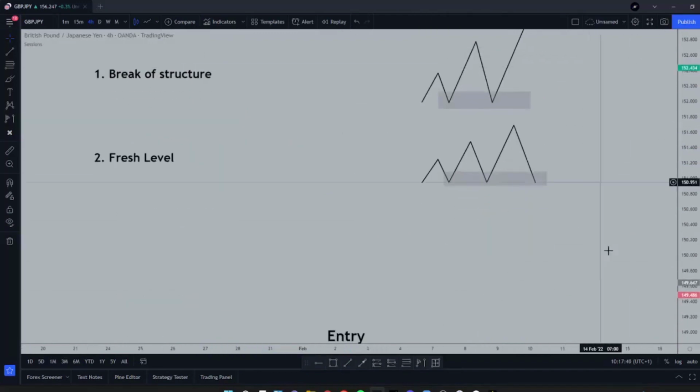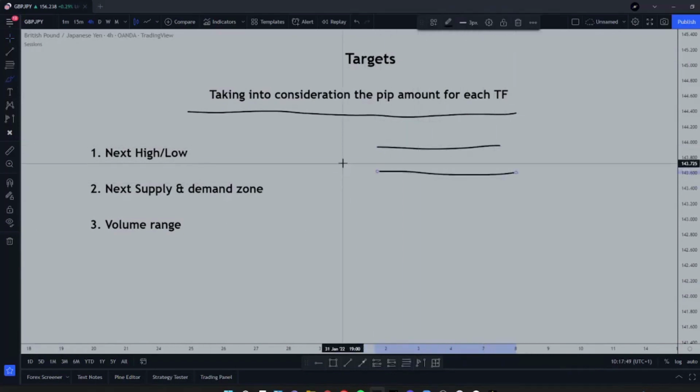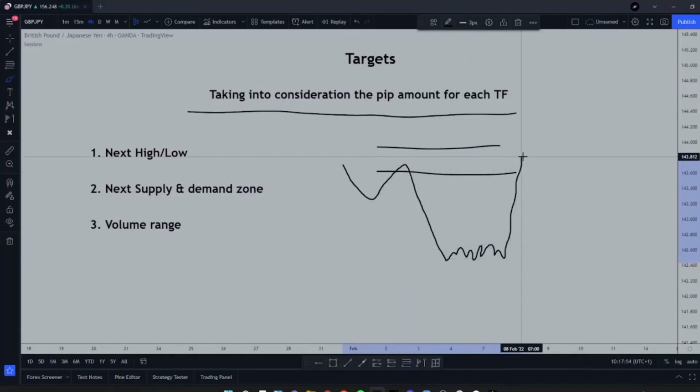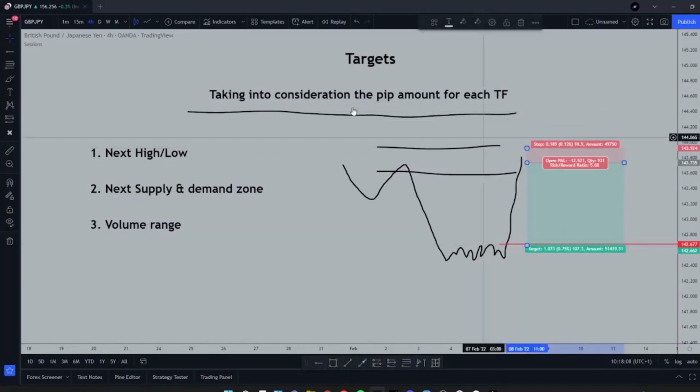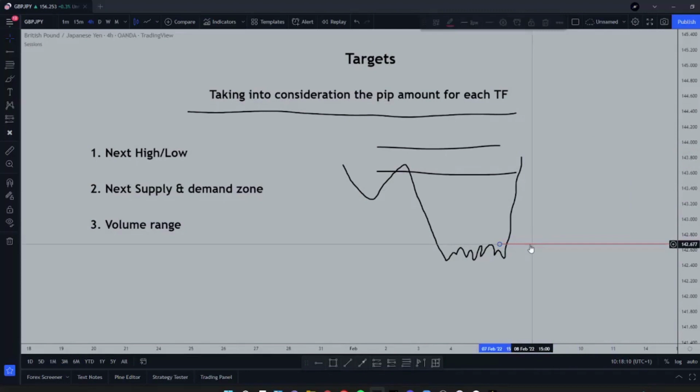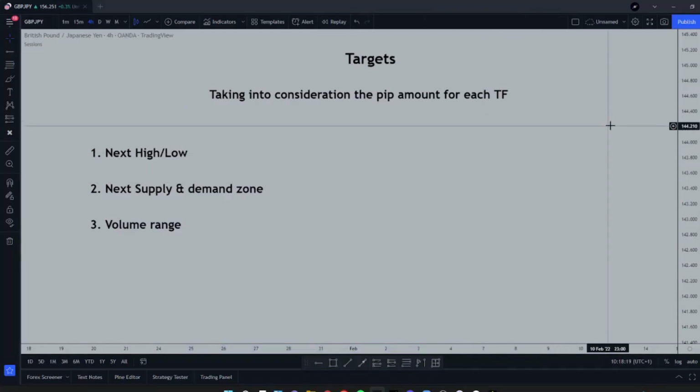Okay, so if we are trading a zone right here, and we have a move, and we have some ranging going on here, and then we see this, maybe using this volume tool right here, maybe it will show us that the volume is, for example, right here. So what we can do then is target the volume range, but again, take into consideration our pip amount. Okay, so these are basically the main things that you need to understand for supply and demand.